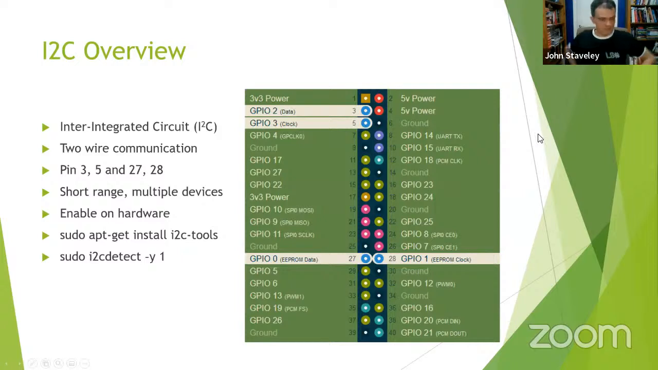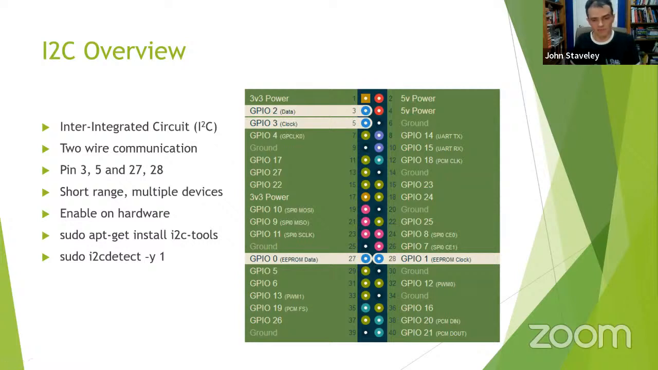Cool. So I2C is where things start getting fun, because when you've got a hammer, everything looks like a nail. When you've got I2C, it's like, oh, I can solve that problem using I2C. This is where you get a lot more powerful devices you can control. Basically, you've got these two data lines, data and clock, and I2C stands for inter-integrated circuit. It's two-wire communication. You've got two sets of I2C ports. It's good for short range, but you can control multiple devices.